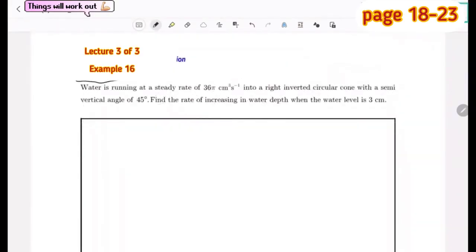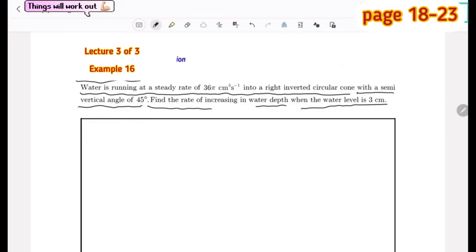Let's look at example 11. Water is running at a steady rate of 36 pi cm cubed per second into a right inverted circular cone with a semi-vertical angle of 45 degrees. Find the rate of increase in water depth when the level of the water is 3 cm. Again, you look at the unit here, that is for volume. So dV/dt is 36 pi cm cubed per second.